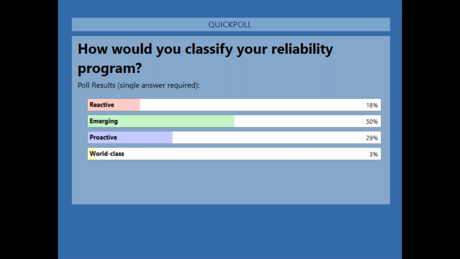Think about it, that's what we're all about, right? Improving how we handle our assets. Continuous improvement.